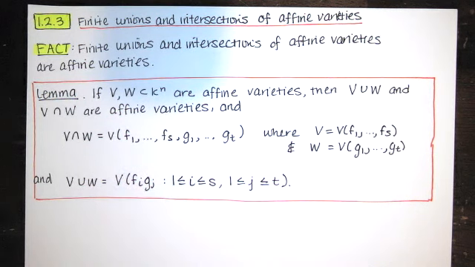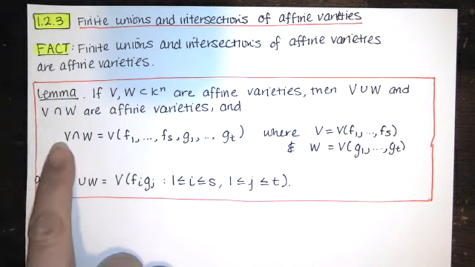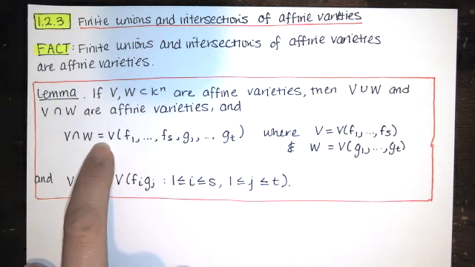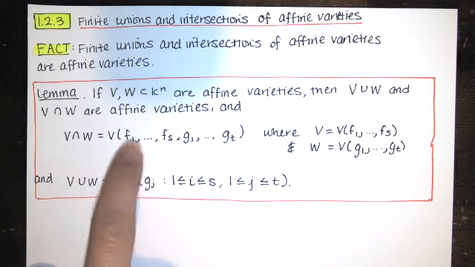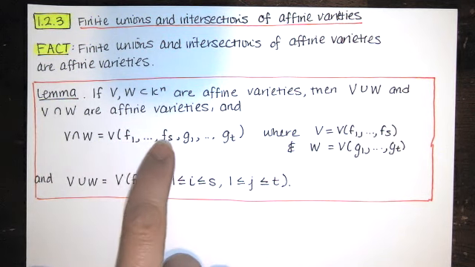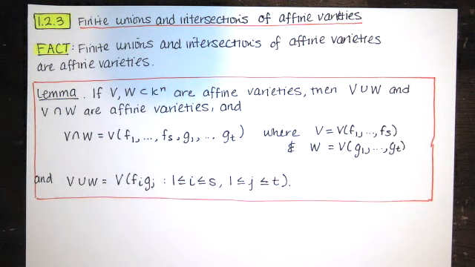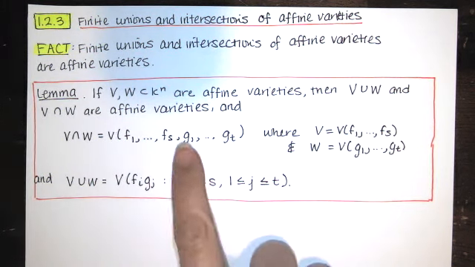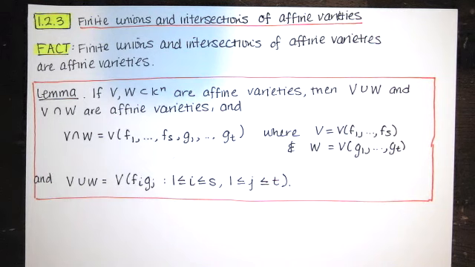And then in the proof in the book Ideals, Varieties, and Algorithms by Cox, Little, and O'Shea, they actually specify what those intersections and unions would be. This is pretty straightforward. This one just says that the intersection of V and W is just the affine variety defined by all of the polynomials that define V and all of the polynomials that define W.